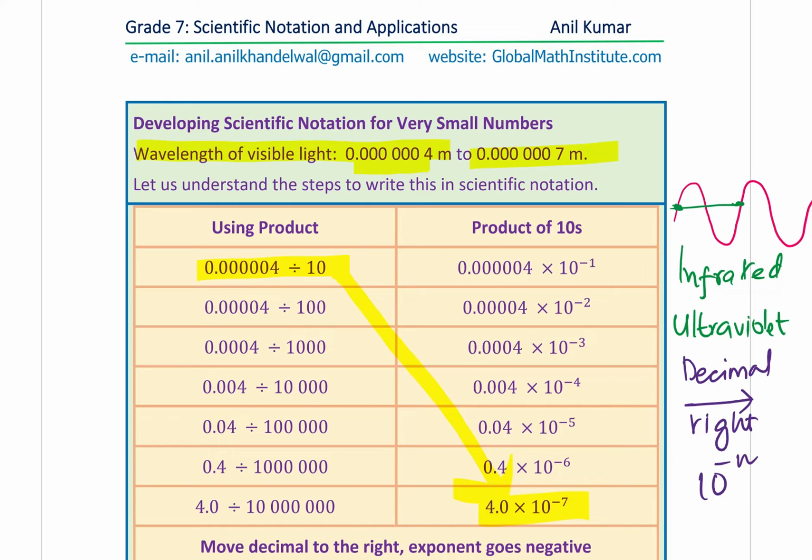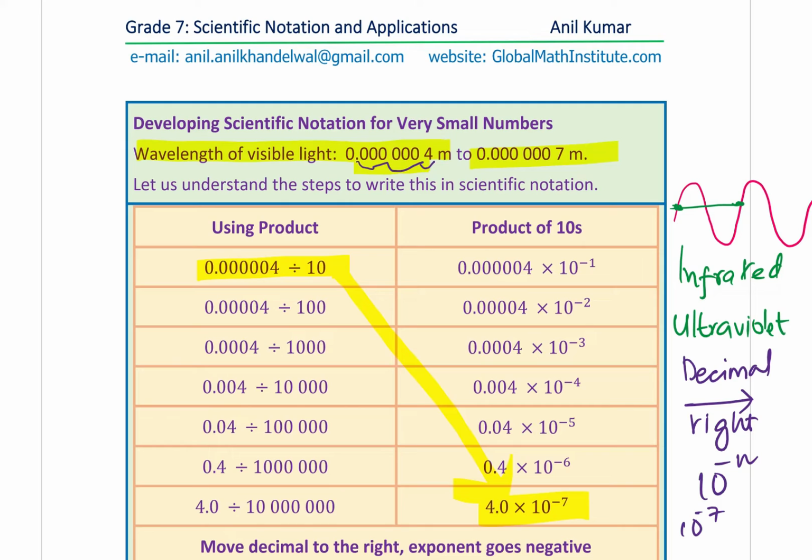By how many positions? So we can count here. Let's count it here. It's better. 3 and 3, 6 and one more, which is 7. So we have moved it right by 7 positions, right? So it should be 10 to the power of minus 7. That's a short way of doing it.